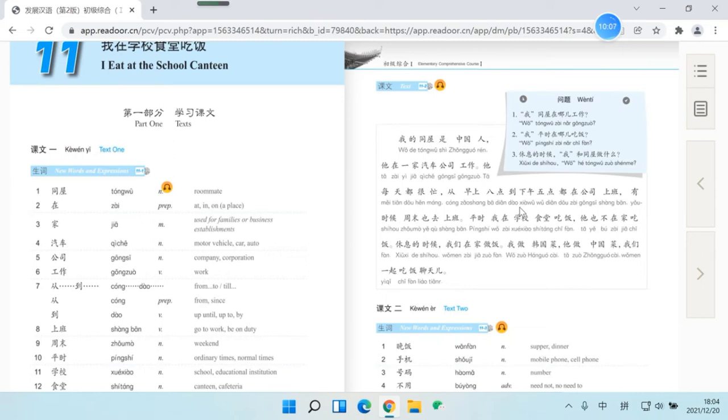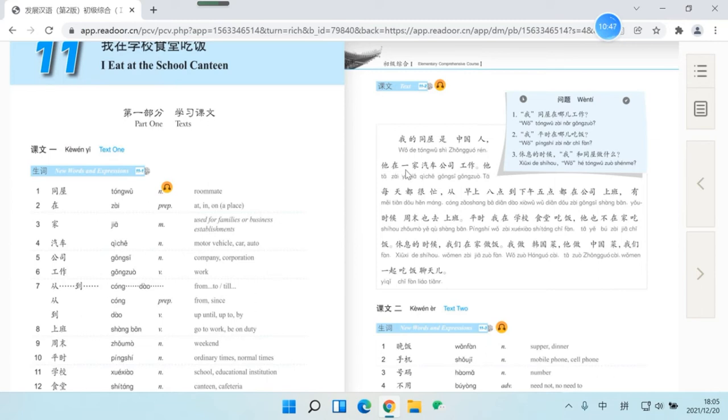Okay, so we'll make a translation from Chinese to English to make sure that you understand the meaning of this text. Okay, so we will first give a literal translation. I mean, according to the Chinese word order, we'll translate word by word into English. And then we will give a more native English. Okay, so the first one, 我的同屋是中国人。Okay, my roommate is Chinese. Okay, that's good. 我的同屋是中国人。My roommate is Chinese.